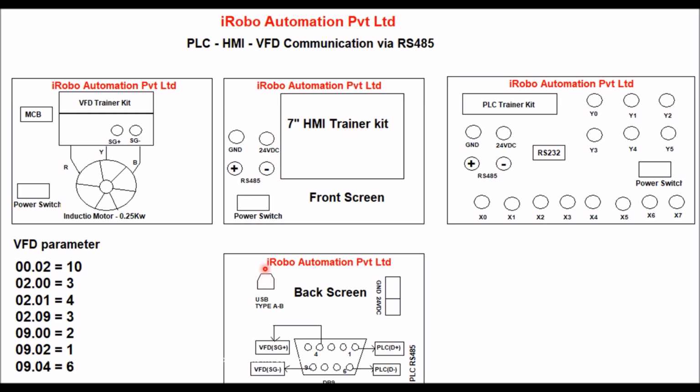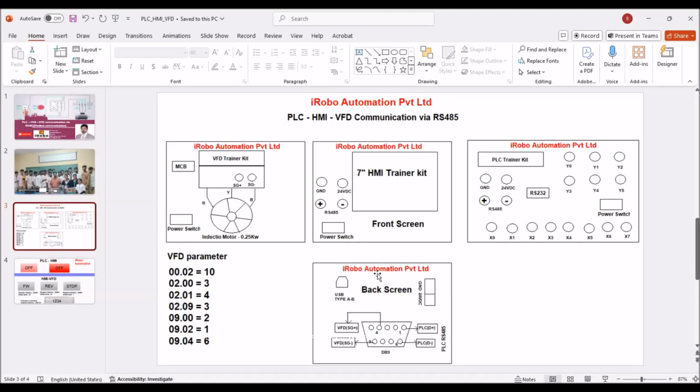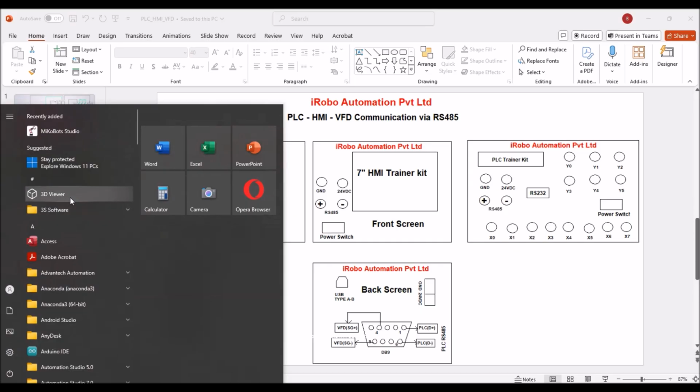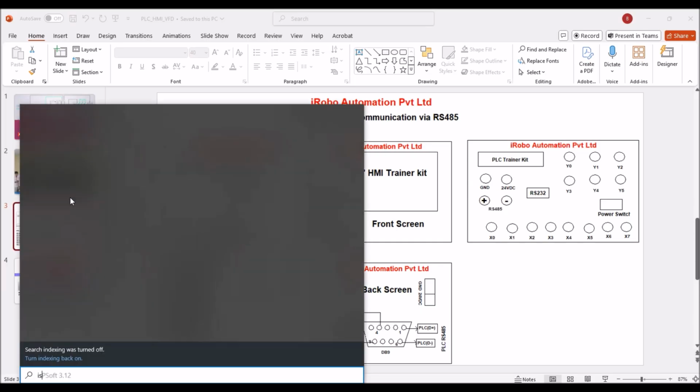So that is one thing. Now assume that the screen is downloaded successfully. Next, in order to establish communication between PLC and HMI, there must be a PLC program. So right now I'm going to make a PLC program. For that I'll take ISP software.